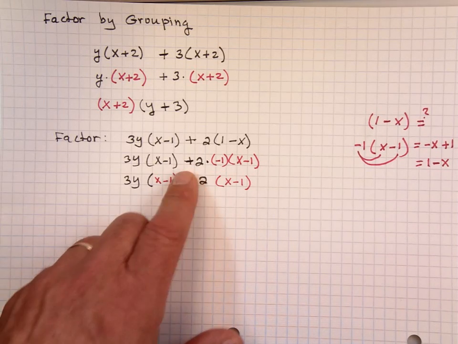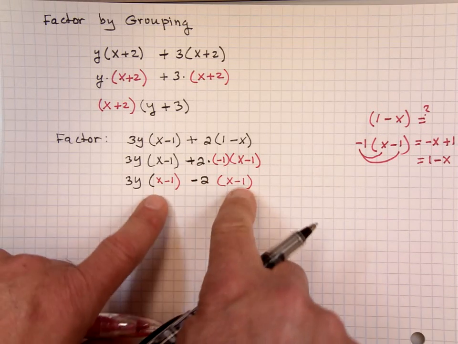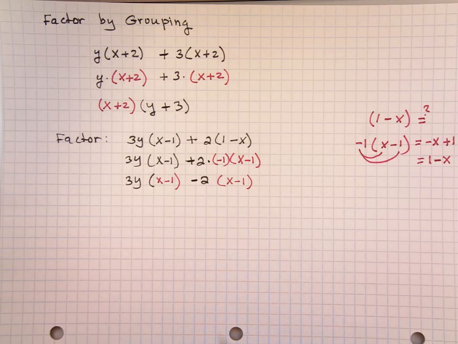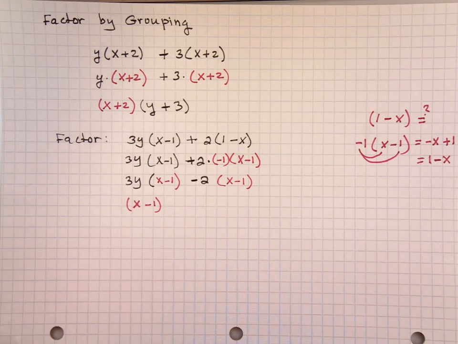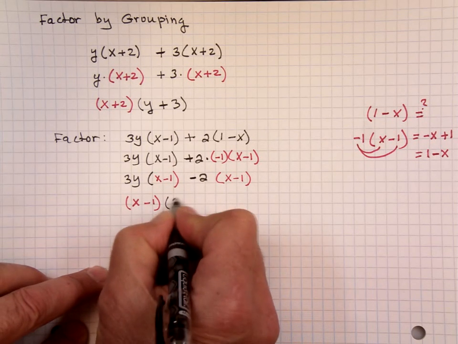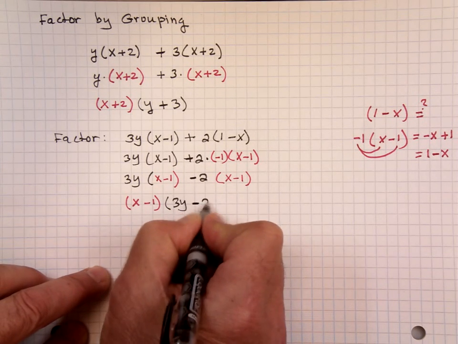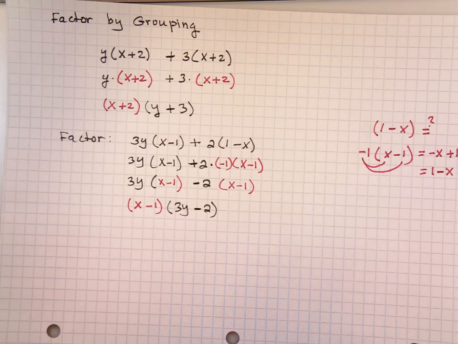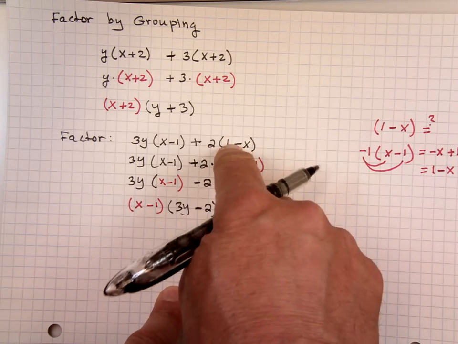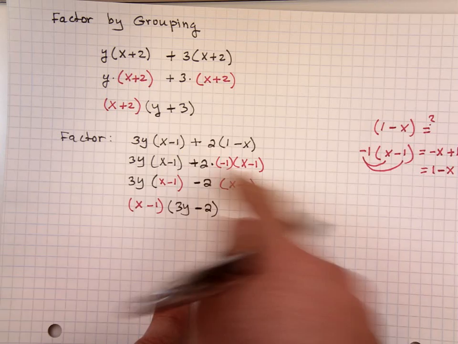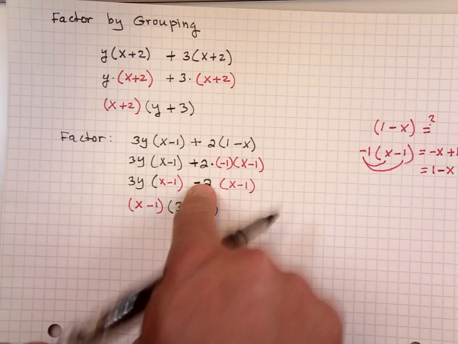And notice this is common to both of them. Now I can take it outside. And what's left is 3y minus the 2. So a lot of times what we do when we see a problem like this, instead of going through all these steps, reverse this and switch that sign. If you reverse that and switch the sign, that's where you end up right here. You can bypass that step.